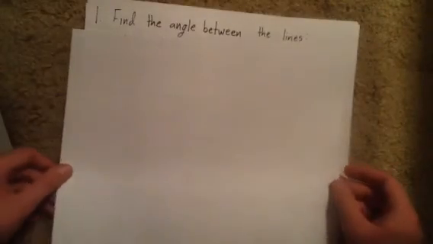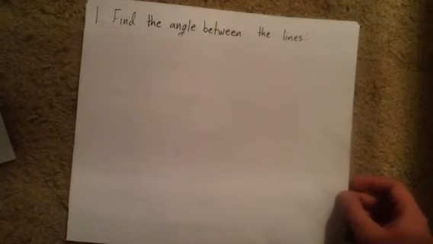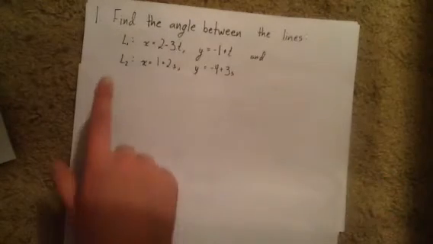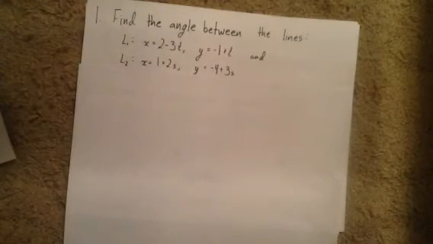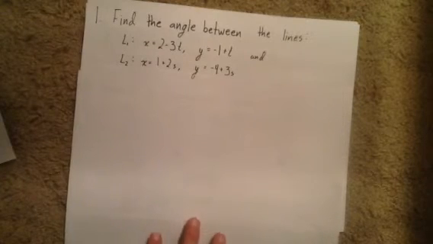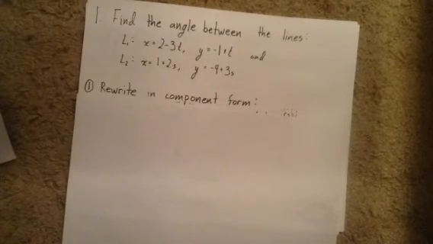We are now ready for a practice problem. Yay! So, first question. Find the angle between the lines. Line 1, x equals 2 minus 3t, y equals negative 1 plus t, and line 2, x equals 1 plus 2s, and y equals negative 4 plus 3s. First, rewrite these 2 equations in component form.